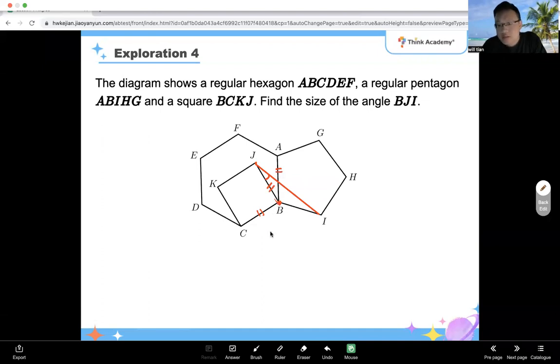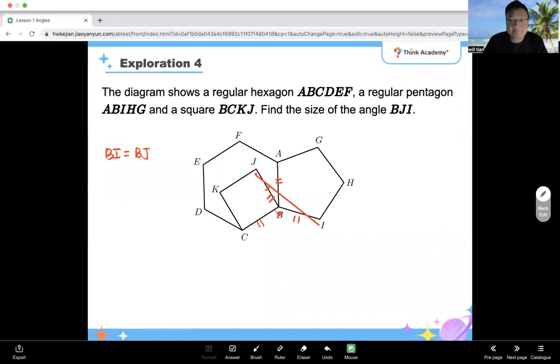Yeah, that's right. You will see that BC equals BJ, because BJKC is a square, so the sides are equal to each other. And you have a regular hexagon, so the sides are equal, so AB also equals BC. And also ABIHG is a regular pentagon, so BI also equals AB. So we know that BI equals AB equals BC equals BJ. That means BI equals BJ. In other words, triangle BJI is an isosceles triangle, right?